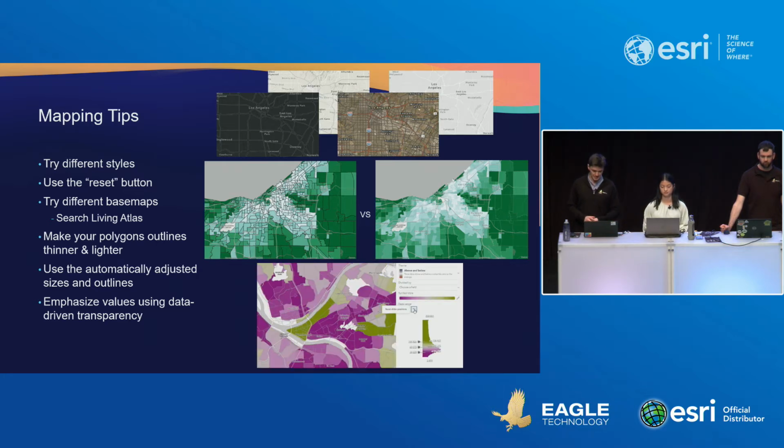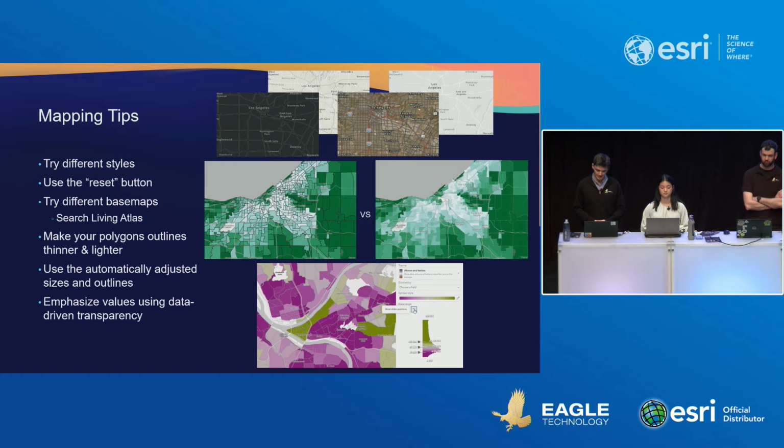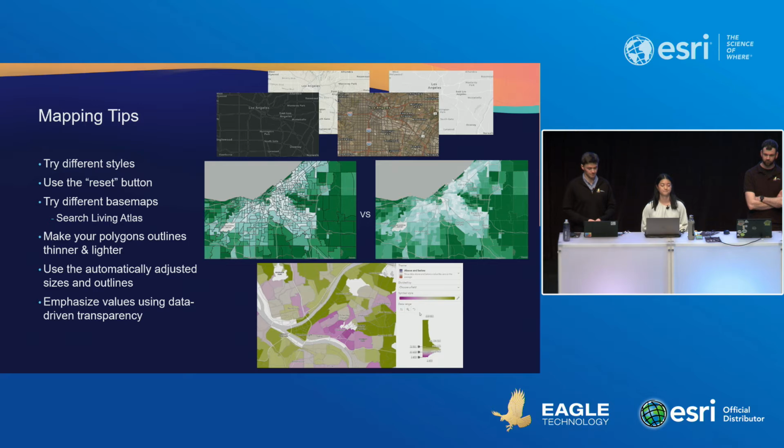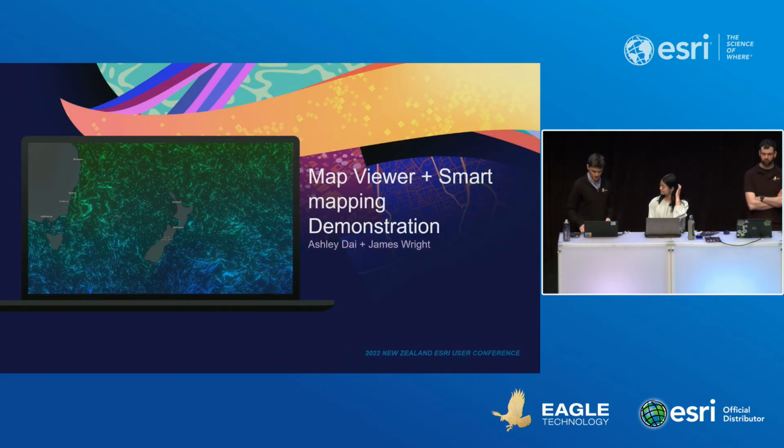Use the automatically adjusted sizes and outlines, and emphasize values using that transparency. So on the bottom example there, you can see a little bit of transparency as you move that histogram. It really helps to emphasize the data that you want to show off. With that, we have some demonstrations, which I will pass to Ashley.